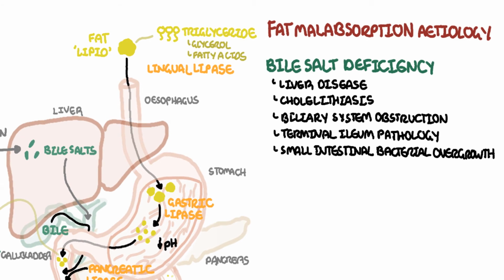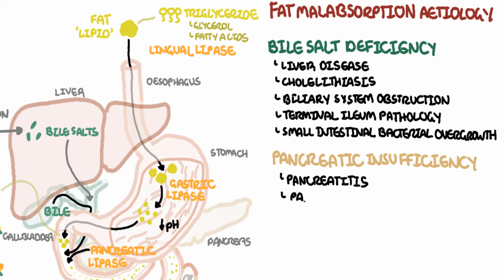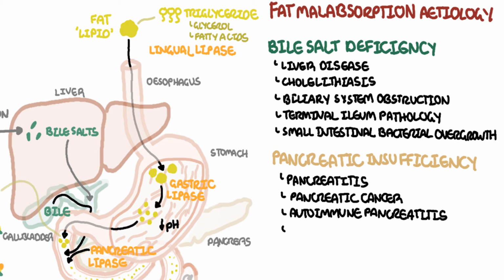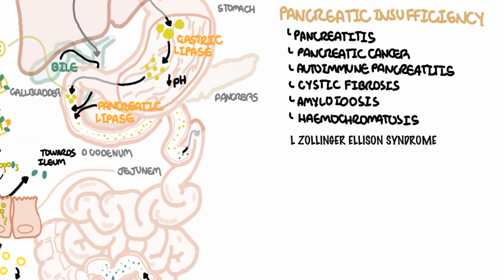Then another category of the causes of fat malabsorption are problems with the pancreatic enzyme, so pancreatic insufficiency. The causes include pancreatitis, chronic pancreatitis, pancreatic cancer, autoimmune pancreatitis, cystic fibrosis, amyloidosis, hemochromatosis, which are infiltrative diseases, and very importantly, Zollinger-Ellison syndrome, which is when you have inactivation of pancreatic lipases because the environment is so acidic in the duodenum.